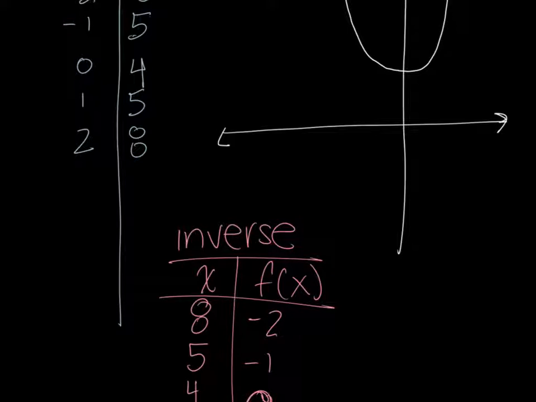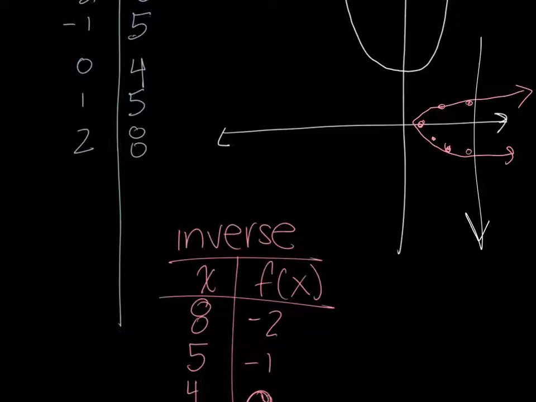Okay, so now we're going to plot the points. So when x is 8, we get negative 2. Negative 1 when x is 5, 0 when x is 4, and vice versa. So now we have this quadratic facing the other direction. Now, the inverse is not a function. The original is. Now we're also going to compare the domain and range.